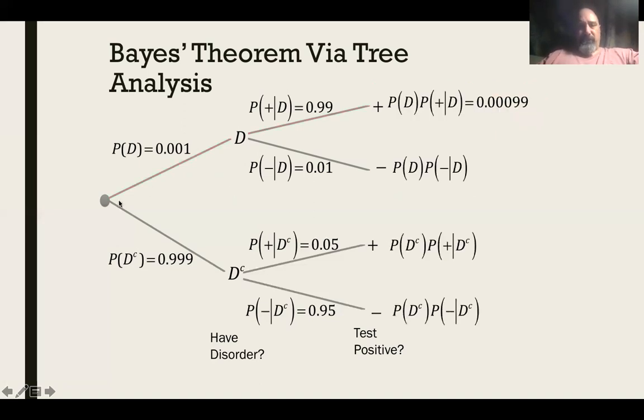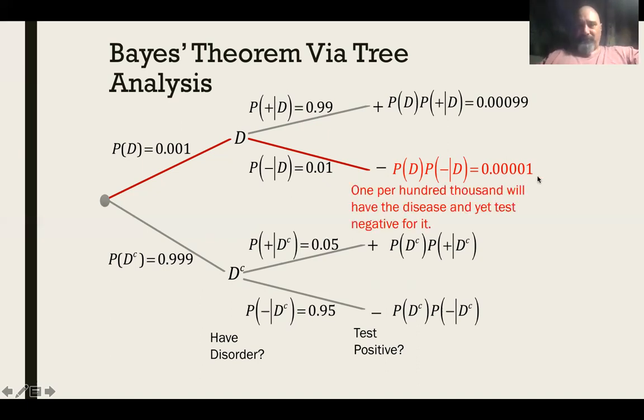We can do this for all of them. What we're actually calculating, right, is the probability of taking the entire 2-step path. Probability of having the disorder and testing negative given that I have the disorder, or probability of both, right? So the probability that I have the disorder and then test negative, incorrectly told I do not have the disorder, is the product of the two. And that's 0.00001, right? Just 1 in 100,000. Yeah, 1 per 100,000 will have the disease and yet test negative for it.